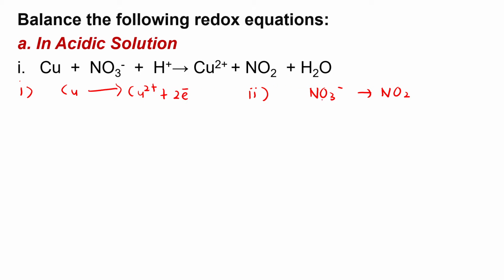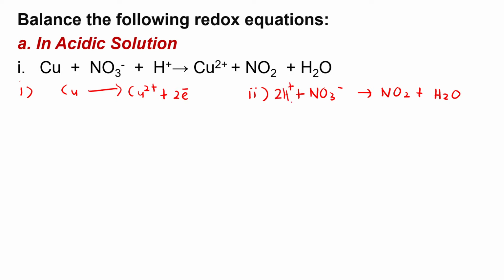So we add 2 electrons to the most positive side. For the second half equation, we have 1 N, 3 oxygen on the left and 2 oxygen on the right, so we add 1 H2O to balance the oxygen. Then we have extra 2 hydrogen, so we add 2 H+ here.